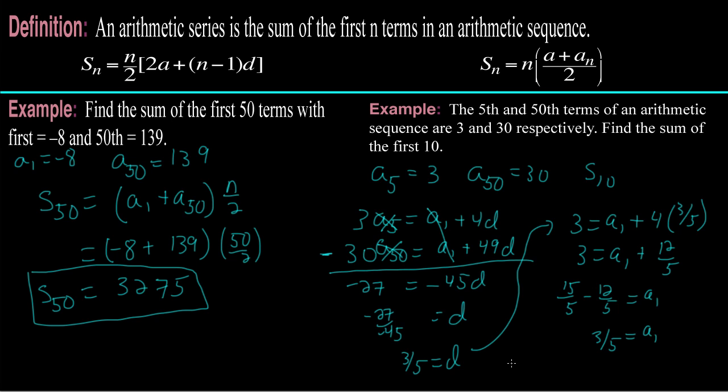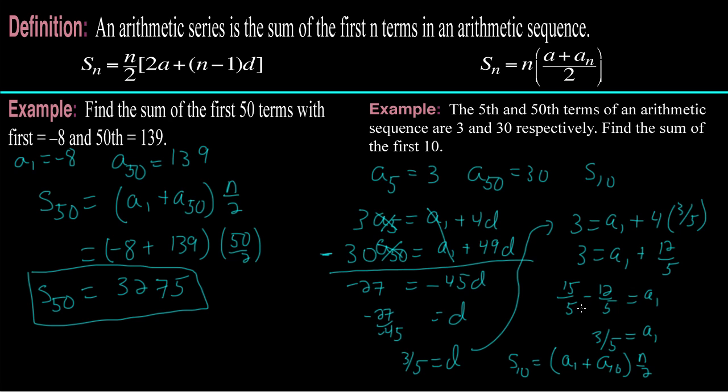Find the sum of the first 10. Now I can use my formula. The sum of the first 10 is the first term plus the 10th term times n over 2. So I'm looking for the 10th term. I know that it's equal to the first plus the 10th times 5. Well, we know that the first term is 3/5, and we know the common difference is 3/5.